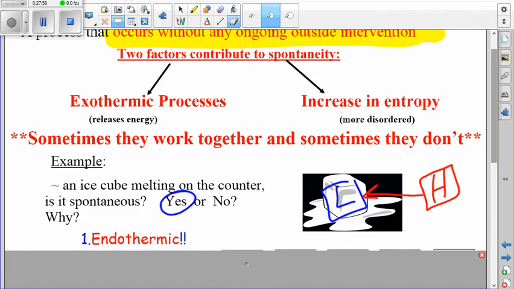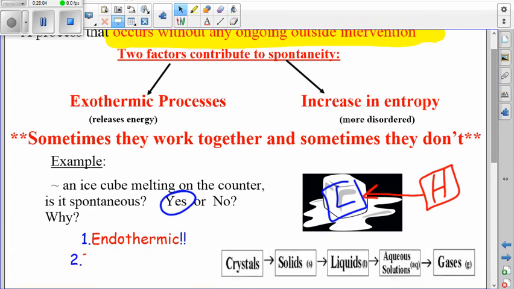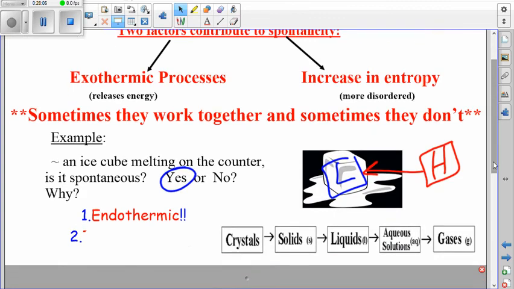So that means it has to be what? It has to be an increase in entropy. And let's just make sure that that does make sense. Think about it. Okay? An ice cube is a solid. It's going to a liquid. That's an increase in entropy, isn't it? You're going from a 2 to a 5. Oh, okay. Well, yeah, I guess that makes sense.